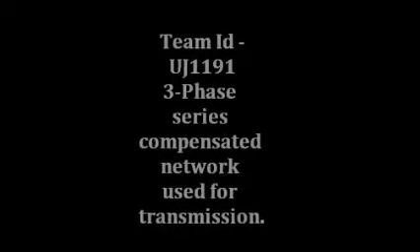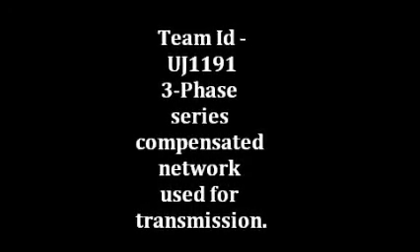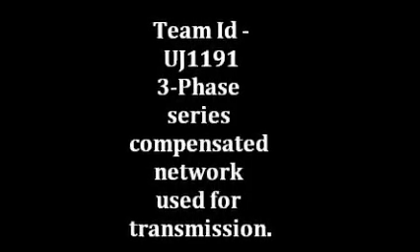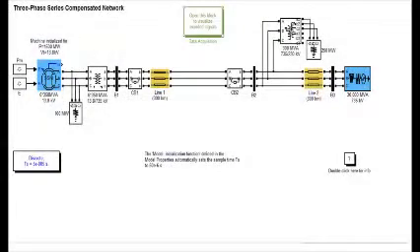Hello everyone. This video gives you a detailed description of a three-phase series compensated network which is used for transmission. Basically, it consists of a three-phase 60 Hz 735 kilovolt power system transmitting power from a power plant consisting of six 350 MVA generators to an equivalent network through a 600 km transmission line.